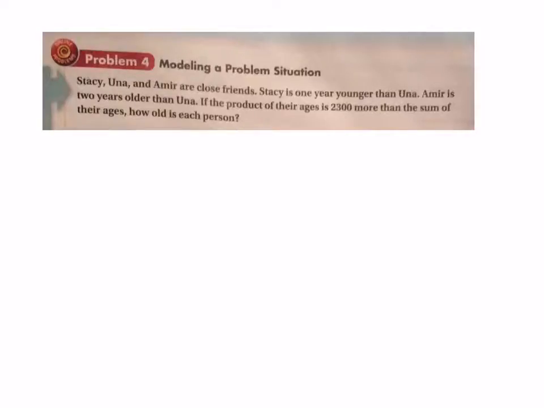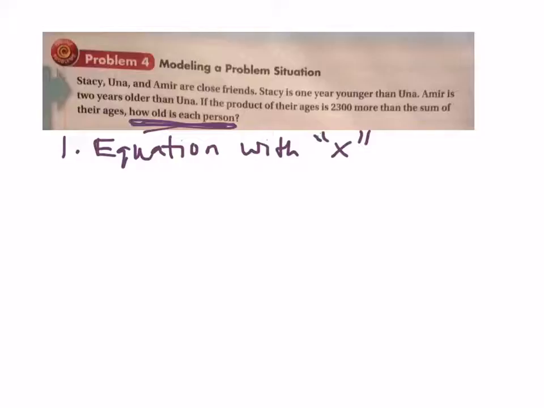Okay, so first of all, what are we supposed to find? If you look at the end here, we're trying to find the ages of these 3 friends. So what we want to do is write an equation with just a single variable, maybe like an x, and then be able to solve. Now we actually have 3 unknowns here. We don't know any of their ages, Stacy, Una, or Amir. So we'll call the age of one of them x, and then write the ages of the other 2 in comparison to the one that we've called x.